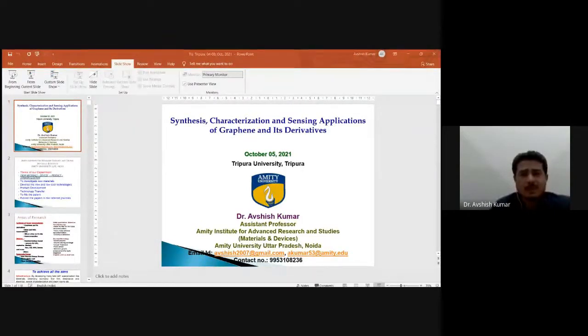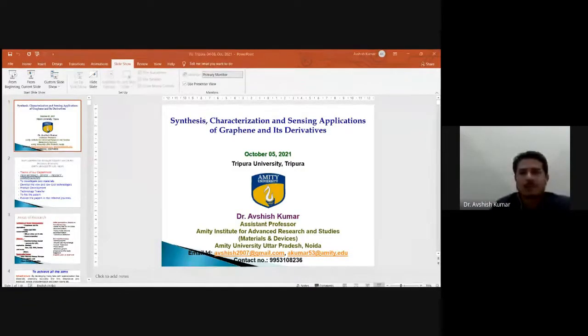But there is a separate bio-nanotechnology group in our department. One group is working on organic LEDs and solar cells, and one group is working on water purification.